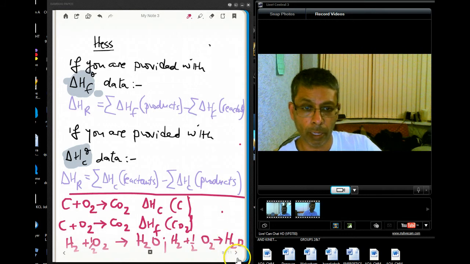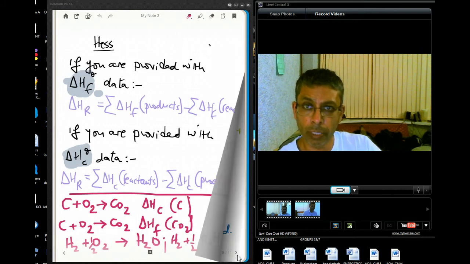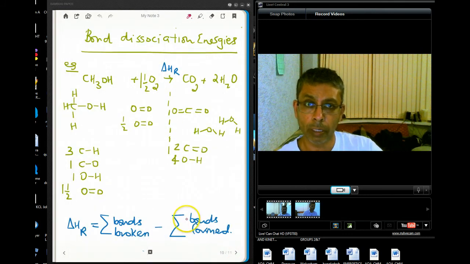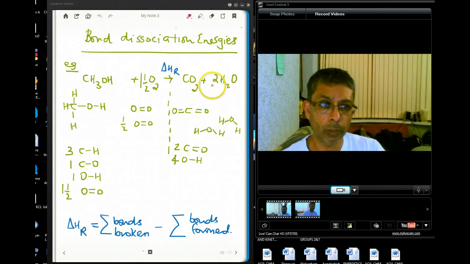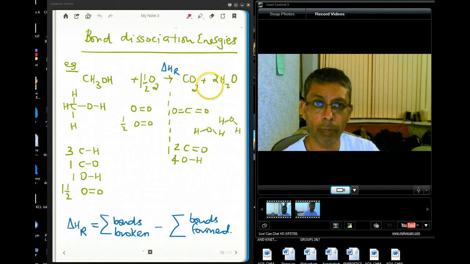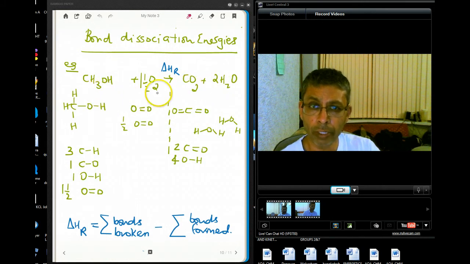Alright, let's move on to bond dissociation energies. When you're given an equation, the first thing you must do is make sure it's balanced. So here's methanol, and I'm combusting it in oxygen, of course, to make carbon dioxide and water. Just make sure that's balanced. One carbon, 4 H's, one oxygen there, and 1.5 oxygen molecules will give us 4. That's 2 and 2. Yeah, 4.